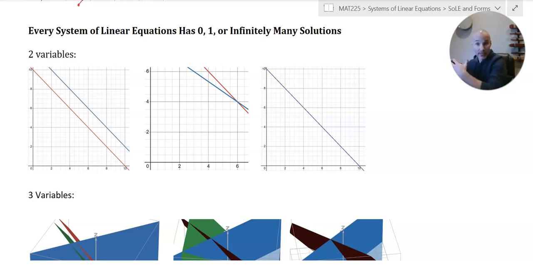Now that we have an idea of what a solution to a system is, let's take a look at a couple of examples of how we could have 0, 1, or infinitely many solutions. So we'll only look at the 2 variable and 3 variable case because realistically, a lot of real world problems are going to have 4 or more variables. And the problem with that is that we need an axis for every single variable.